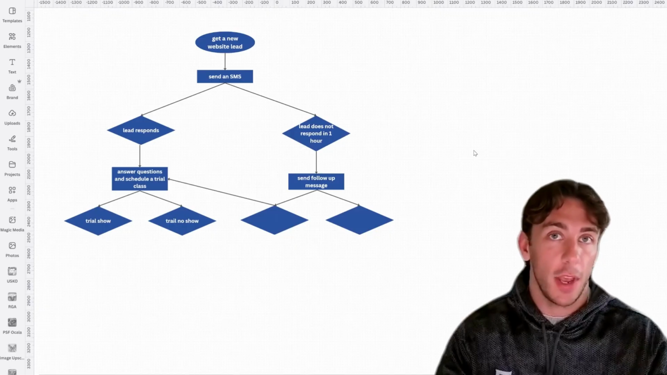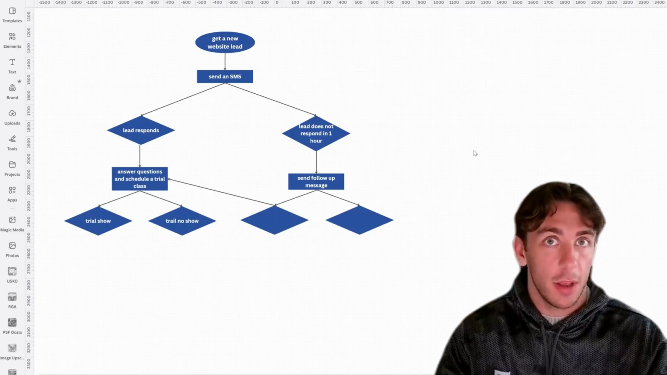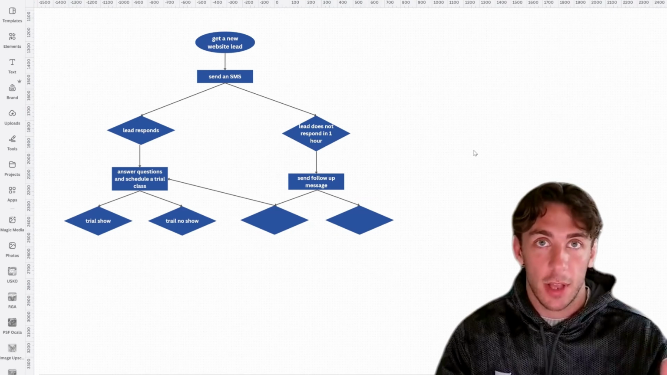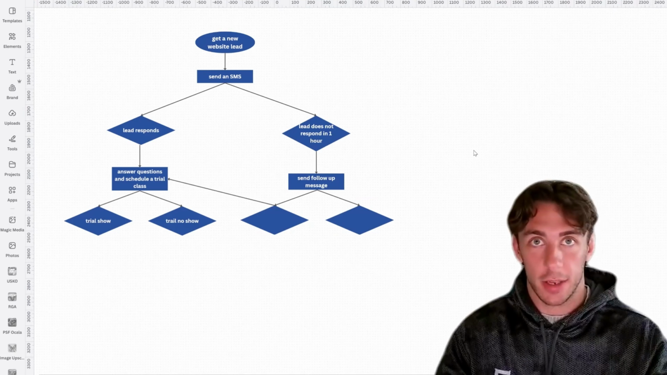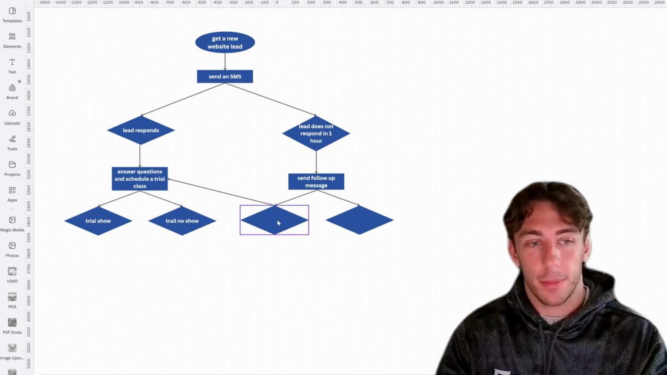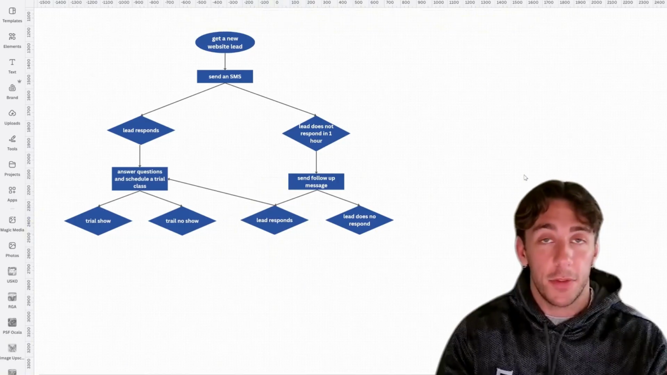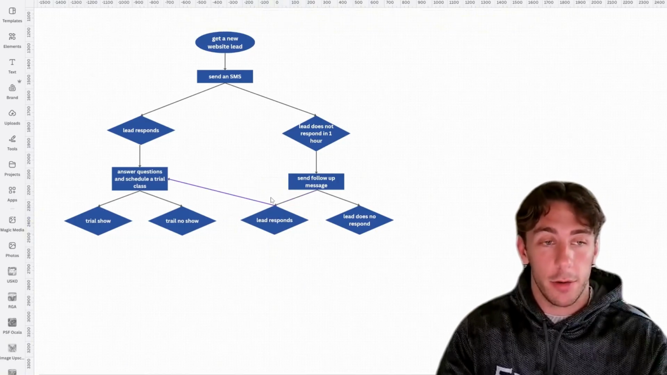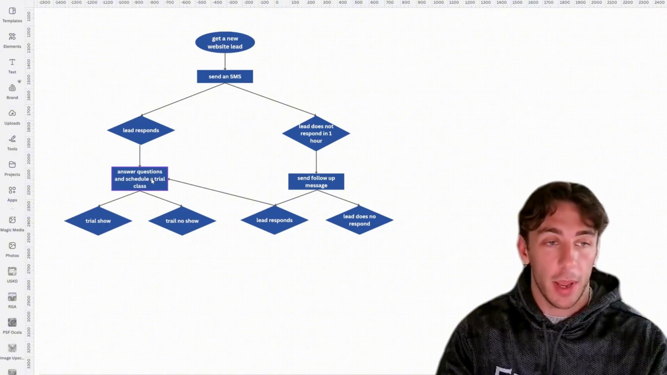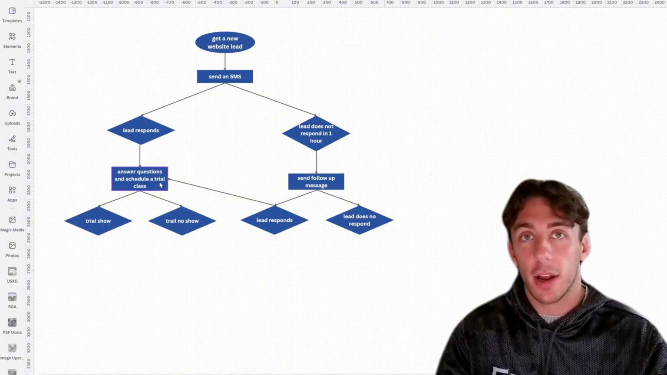And now, what do you think these new outcomes are going to be? They're either going to answer that new message, that follow up message, or they're not going to answer it. So let's put those in now. Lead responds. So if the lead responds, great. Our new action is going to be to answer their questions and schedule them for a trial class.